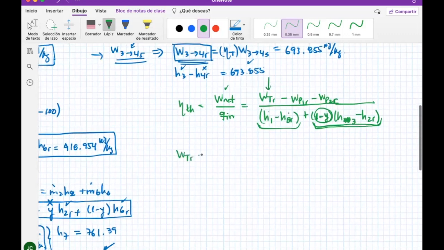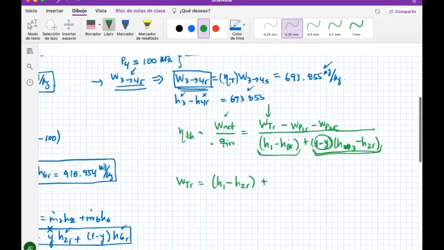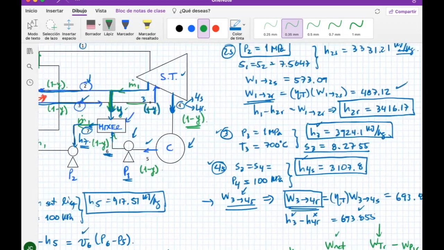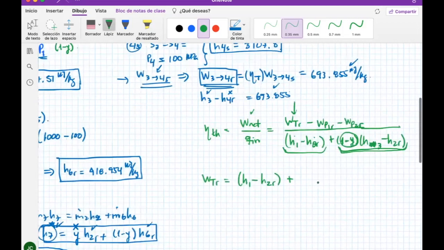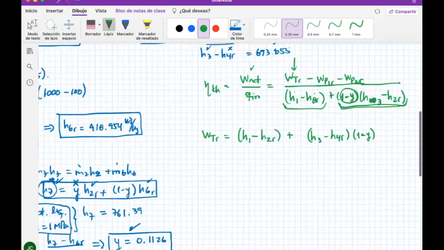So the turbine is actually using the difference of enthalpy H1 minus H2R, plus a second part, this 3 to 4. So this H3 minus H4R, but remember, not the whole flow is doing that. So I need to specify that only that amount of flow is producing this real power.